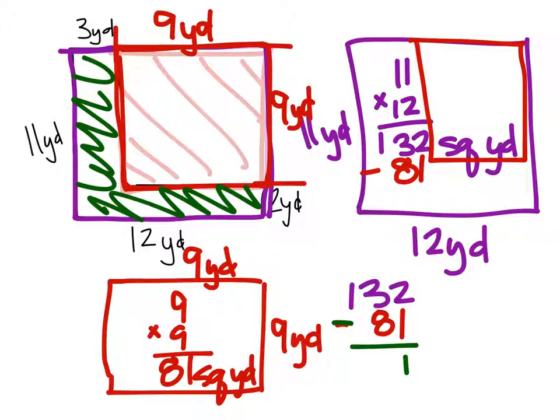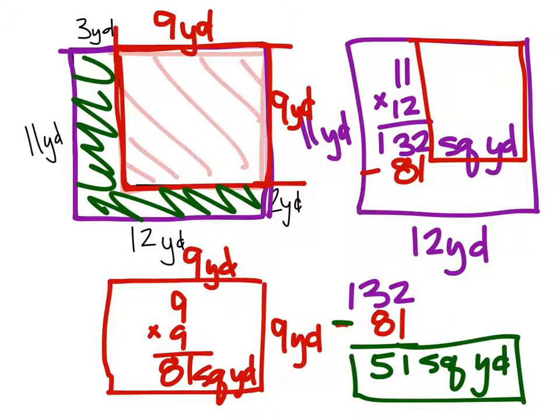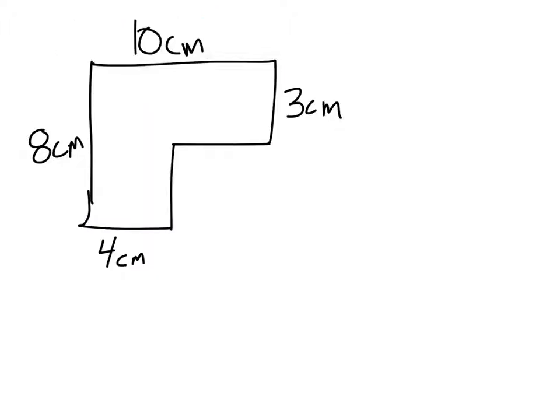So what is that? 113 minus 85, 51 square yards, and that's what we got in the last method that we used as well. Now that second method works, but most people prefer the first one, so that's what I'm going to use on this one, just to re-illustrate what we're doing, right?